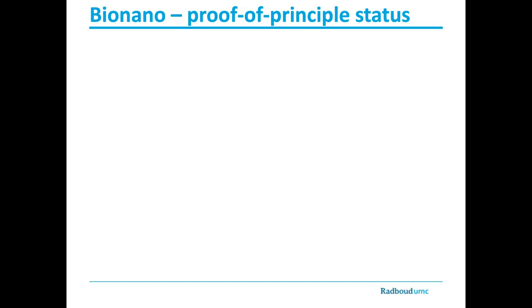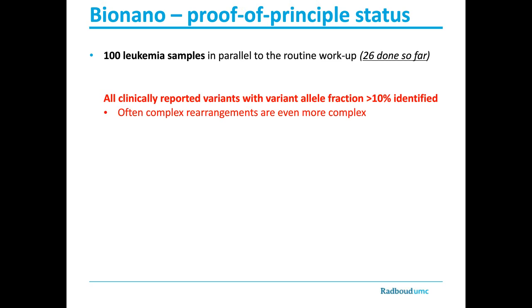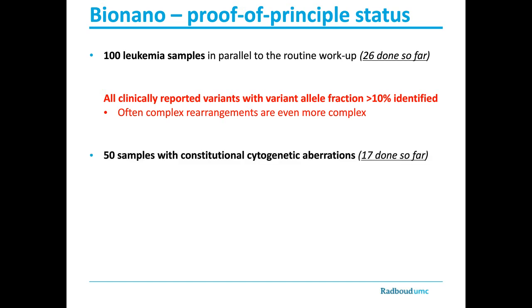Just to sum up the proof of concept study that we're currently performing, we are only one third of the way so far, but the good news is for the leukemia samples, we've identified all the previously reported clinically relevant variations as long as they had a variant allele frequency of 10% or higher. Quite often, we had to conclude that the previously called rearrangement was actually more complex after we saw it by the Bionano analysis. For the constitutional cytogenetic aberrations, only 17 samples are done so far.